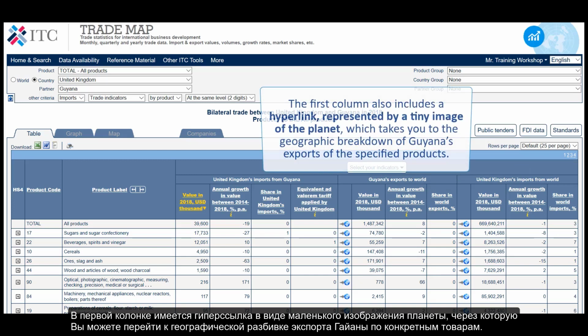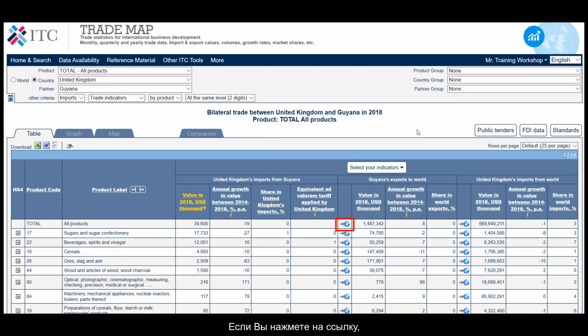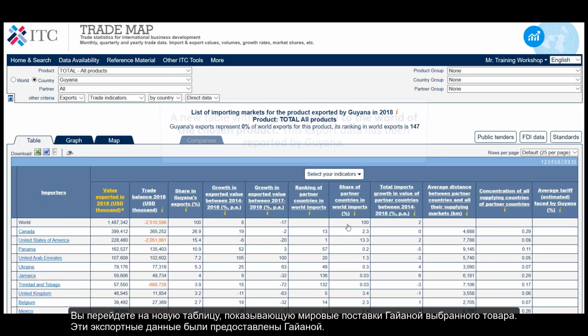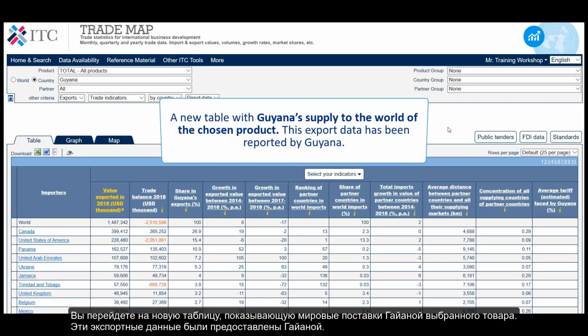The first column also includes a hyperlink, represented by a tiny image of the planet, which takes you to the geographic breakdown of Guyana's exports of the specified products. If you click on it, you get a new table with Guyana's supply to the world of the chosen product. This export data has been reported by Guyana.